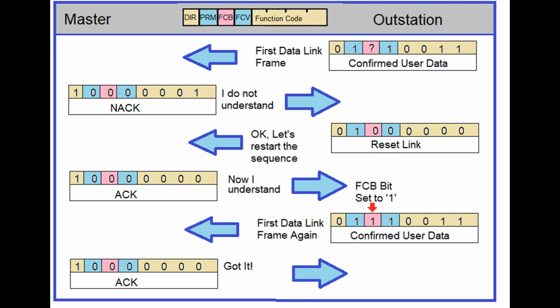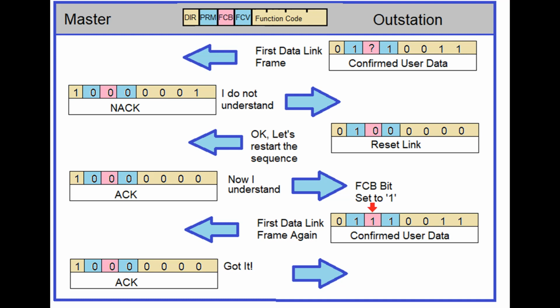The reset link tells the master to expect an FCB state of 1 in the next message. The master, being happy with this, sends an ACK. The outstation now resends the message it originally tried to send with an FCB state of 1. The master is happy and replies with an ACK. Everything goes merrily on its way.